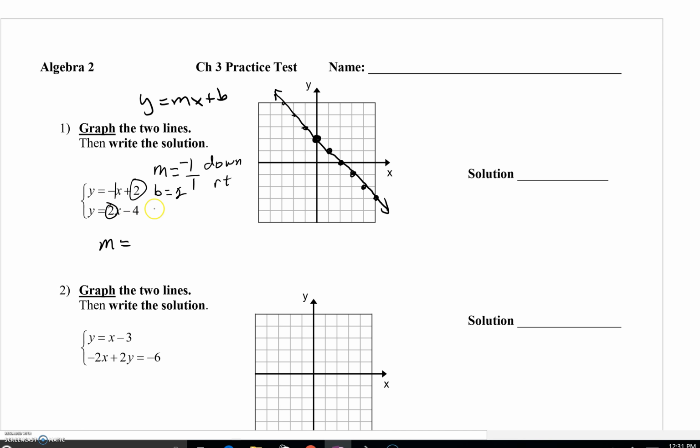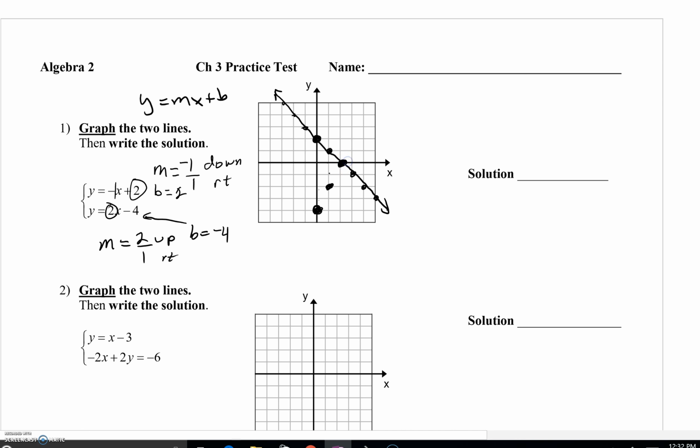For our second line, m is 2, but we can think of that as 2 over 1. That gives us direction for slope. We'll go up 2, right 1. Our b value is negative 4. So I'll begin going 1, 2, 3, 4 steps below the x-axis when it's negative. I'll go up 2 steps, right 1. Up 2 steps, right 1.